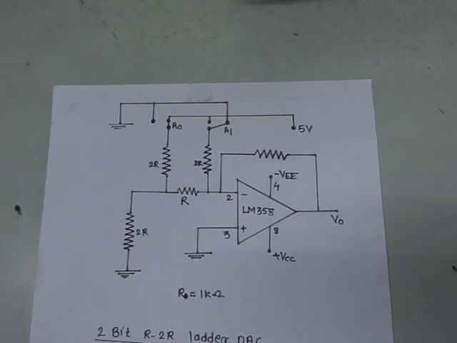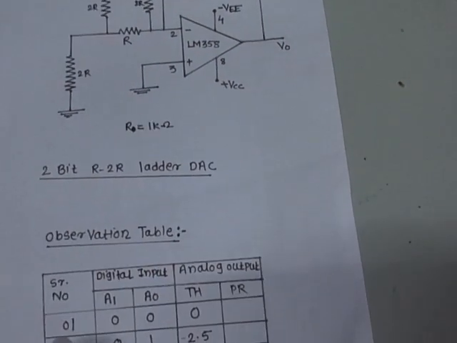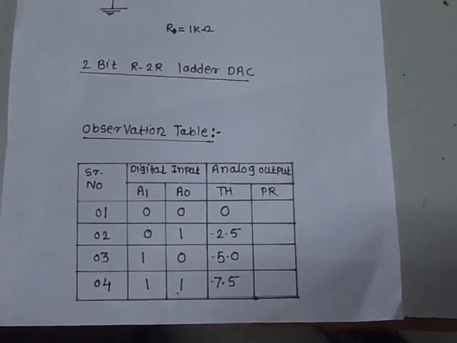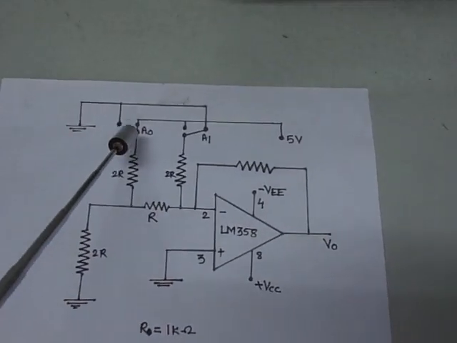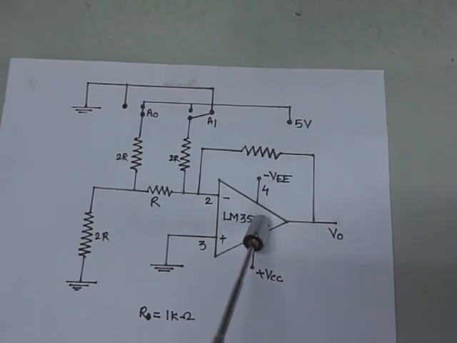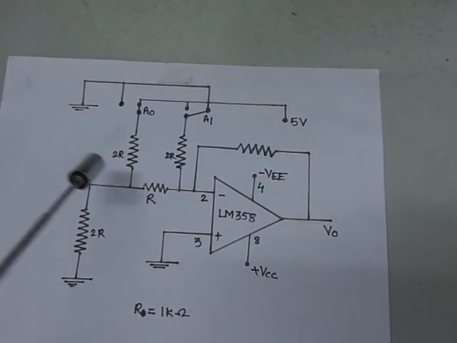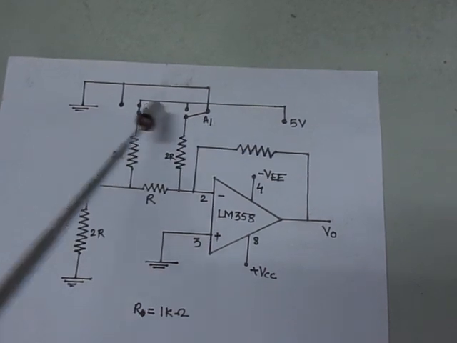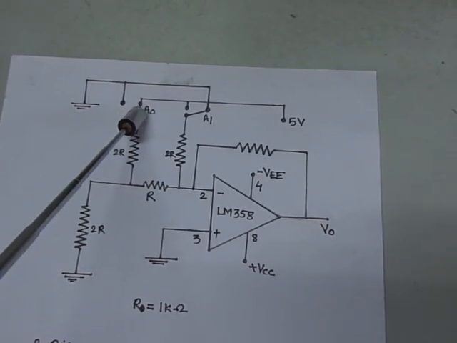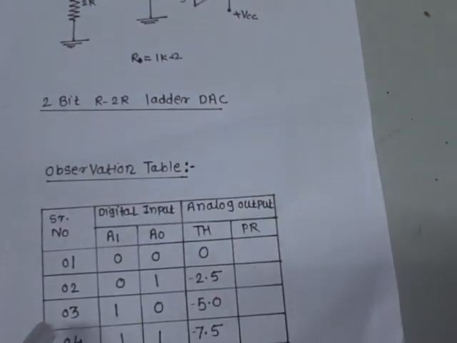If we see the observation table, what is expected theoretically, these are the digital inputs we are going to take. These are the digital inputs A0 and A1. Here we applied a 5 volt signal, and the operational amplifier supply we are going to apply as usual, plus minus 10 volt. These A0 and A1 values we are going to set at the 0 level or 1 level, means we are going to apply either 0 or 5 volt signal here. And by considering this, the observation table is like this.